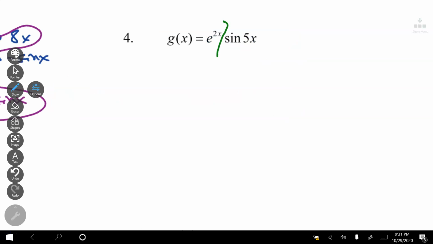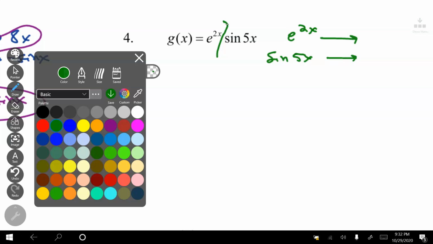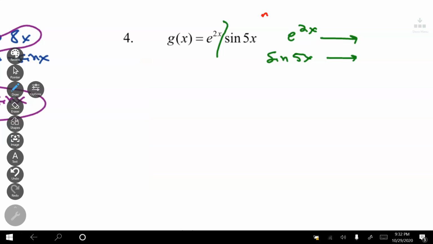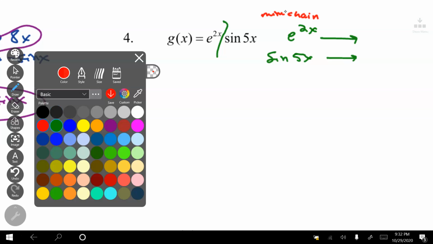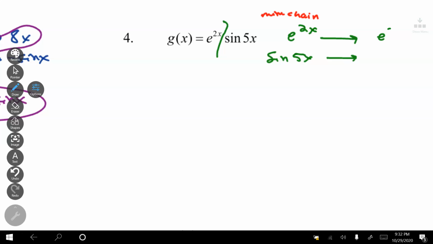Okay, number 4, split it up in half. E to the 2x, sine of 5x. And I realize I have many chain rules for both of these. Both of them have what I call a mini chain rule. So the derivative of e to the 2x is not just e to the 2x, it's 2e to the 2x. Derivative of sine of 5x is not just cosine of 5x, it's 5 cosine of 5x.